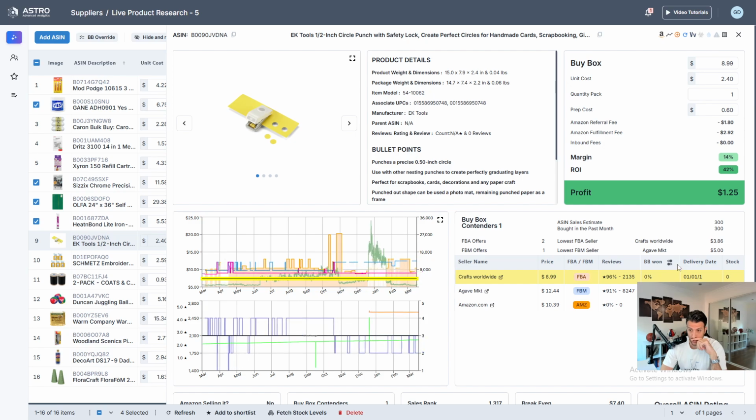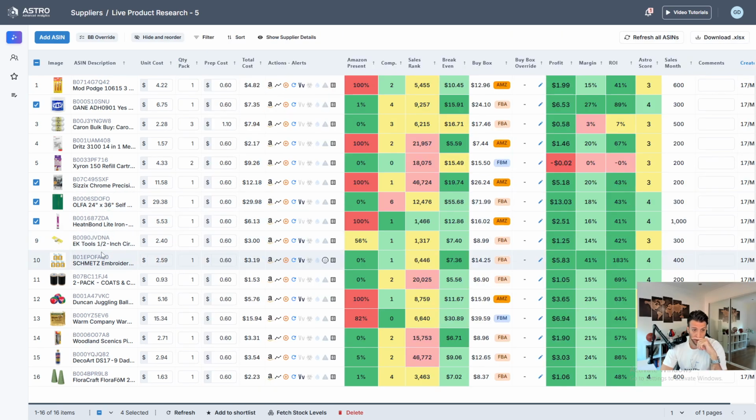Again, a bit of Amazon in this listing. This seller is dominating the buy box, so I wouldn't want to get this one. Go on to the next one.